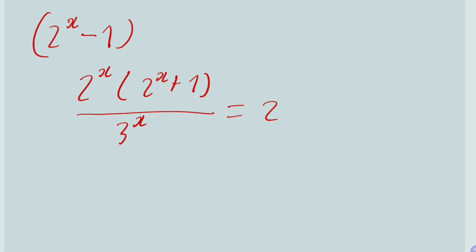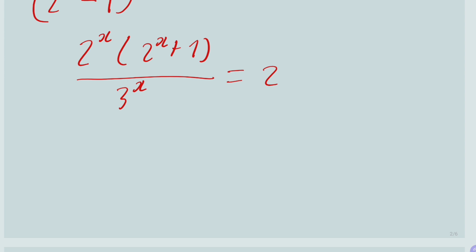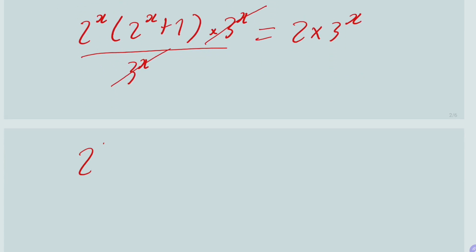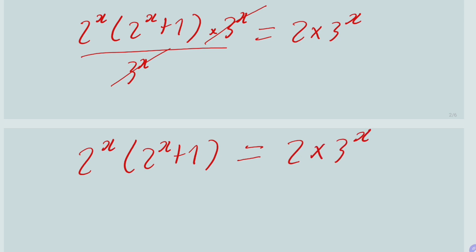Now, we are going to multiply both sides by 3 to the power x, which gives us 2 to the power x, brackets 2 to the power x plus 1, all divided by 3 to the power x, times 3 to the power x, is equal to 2 times 3 to the power x. This cancels this, giving us a final equation of 2 to the power x in brackets 2 to the power x plus 1 is equal to 2 times 3 to the power x.